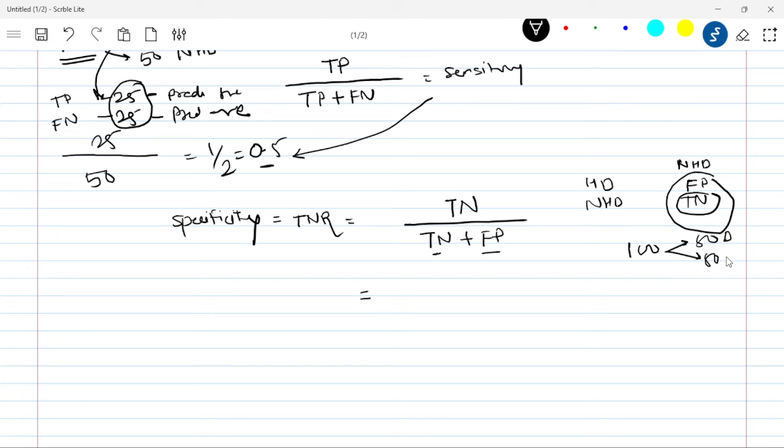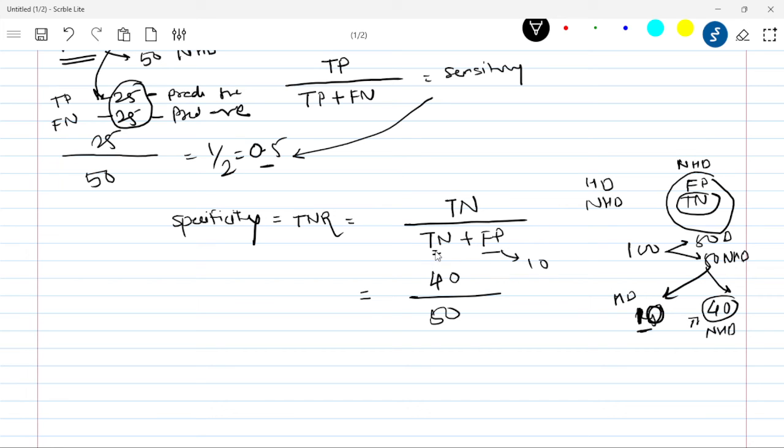And another 50 people do not have the disease. So from these 50, my model projected 10 as having the disease, and 40 as not having disease. So this is something called an error. So how can I calculate? Actual is 50, right, and the true negative is 40, right? So my true negative is 40, my FP is 10.